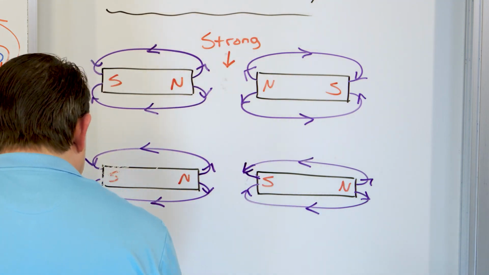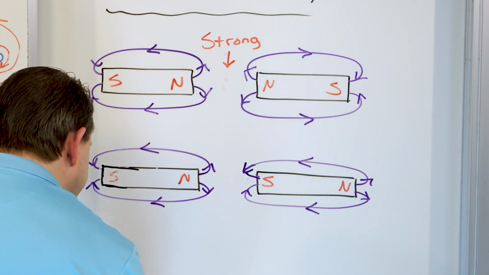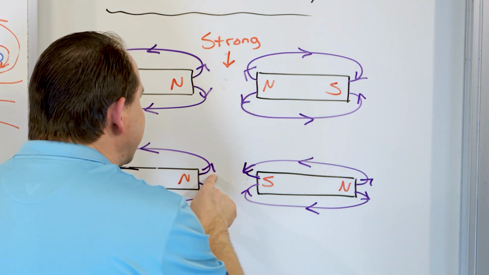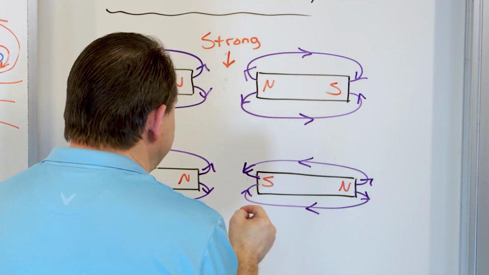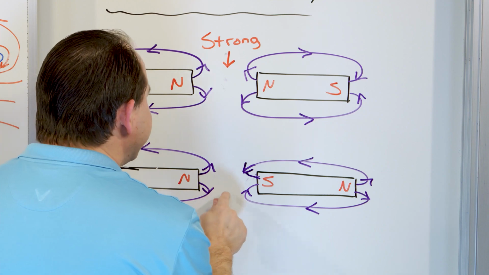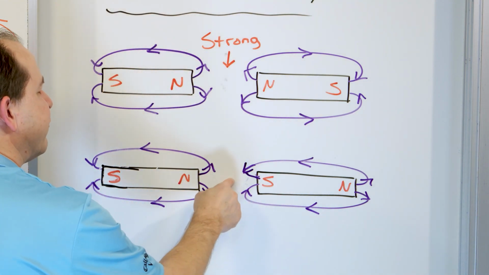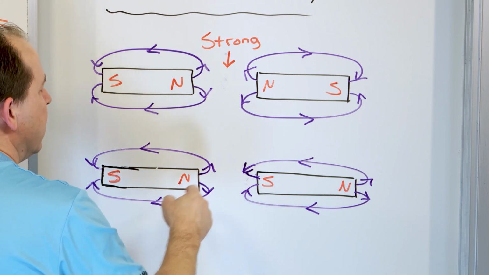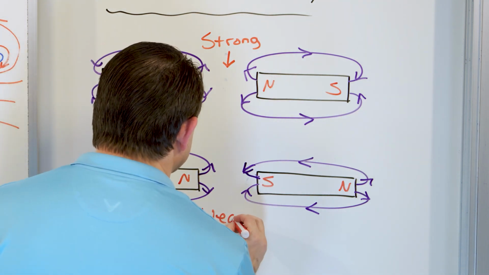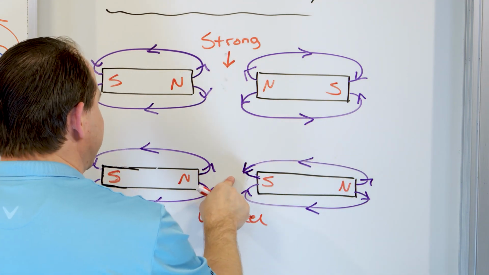And as I bring them closer and closer together, I messed up my drawing, I'm sorry about that. As I bring them closer and closer together, what is going to happen? This magnetic field is going to tend to cancel with that one and make the magnetic field strength lower. This one is going to be going the opposite direction of this one, and it's going to tend to make the magnetic field strength lower in the center here. So as I bring these guys together, I'm going to write down weaker. As I bring them closer together, the field gets weaker in strength.